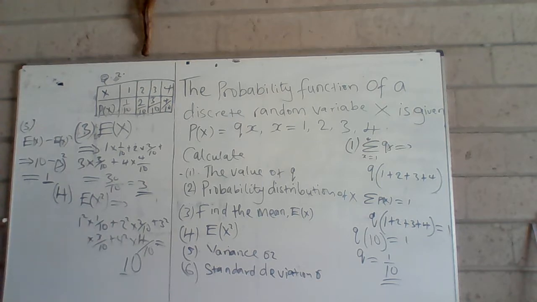And the last question is the standard deviation, SD. So the standard deviation, we know it is the square root of variance. This implies that our standard deviation, therefore, is the square root of 1, which is equal to 1. And this is how we find the solution to these problems.